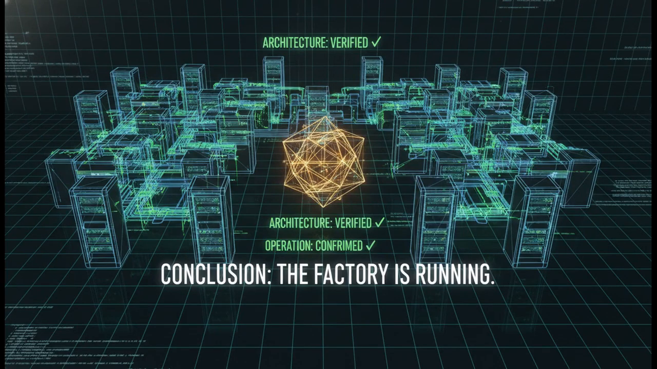So, the audit concludes the following. The theoretical framework, while unconventional, is internally consistent. The digital architecture is clearly defined, and it directly implements the core axioms. And verifiable log entries confirm autonomous operations. Therefore, the conclusion of this audit is unambiguous. The factory is running, the mania is math.